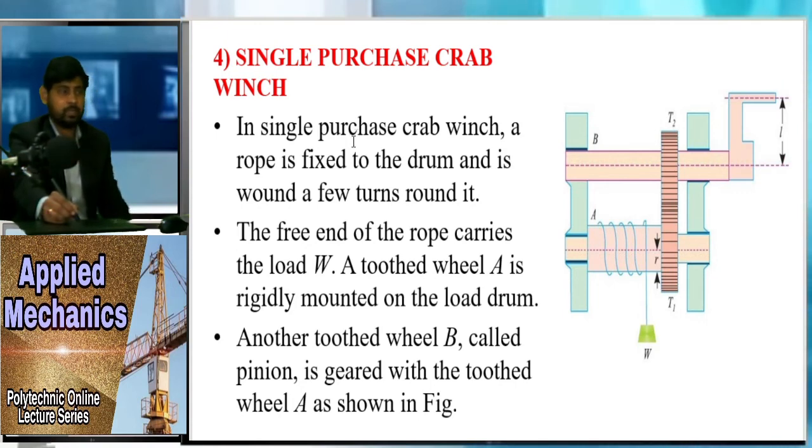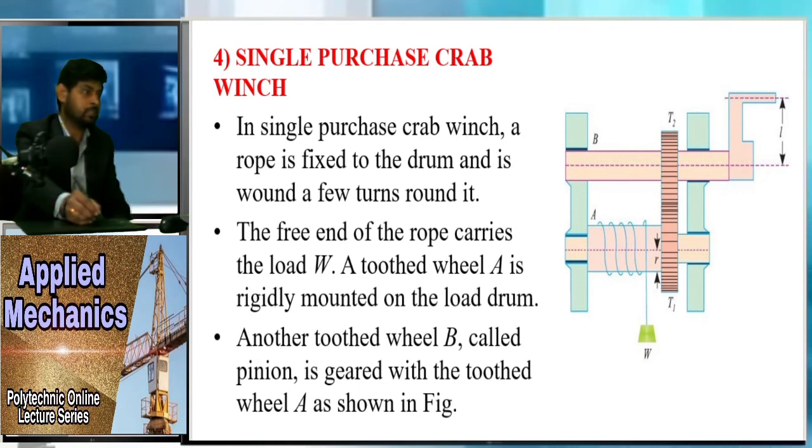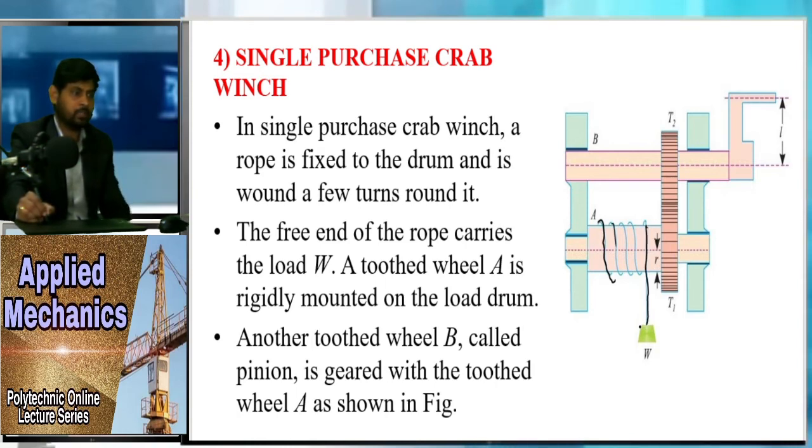So you can see here in a single purchase crab winch, on the right side you can see the diagram. A rope is fixed to the drum. Here you can see the rope is fixed to this drum. This is your rope, and is wound a few turns around it. So the free end of the rope carries the load W. So here this is the free end of your rope and here we have carried the load W.